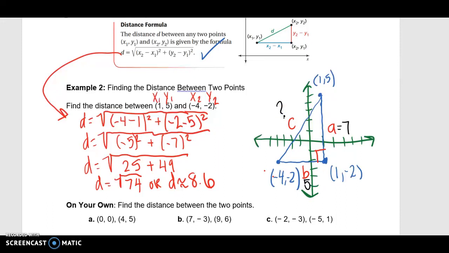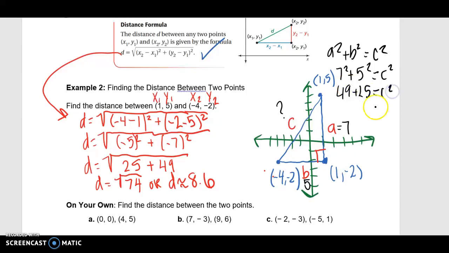So I just counted simply the spaces: 1, 2, 3, 4, 5, 6, 7. And then I counted 1, 2, 3, 4, 5, and that's 5. You're just counting the spaces in between. But now I'm going to use my A squared plus B squared equals C squared. My A, I said was 7. My B, I said was 5. My C is my unknown.